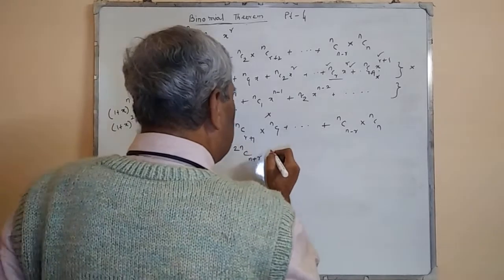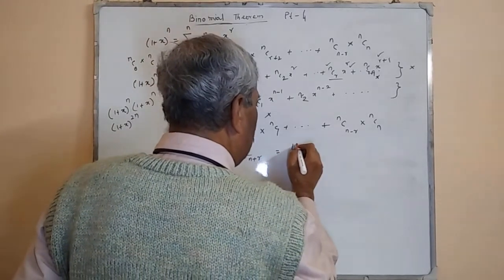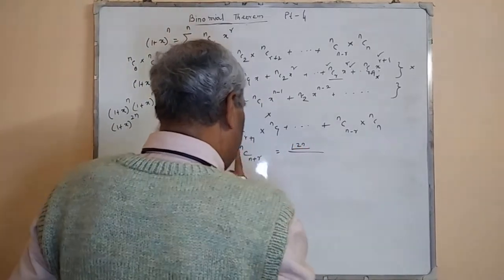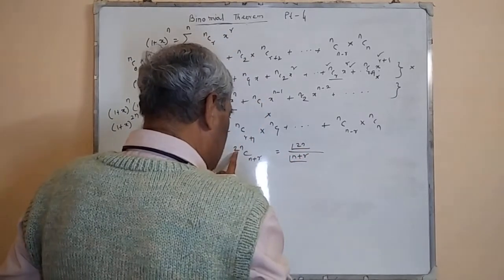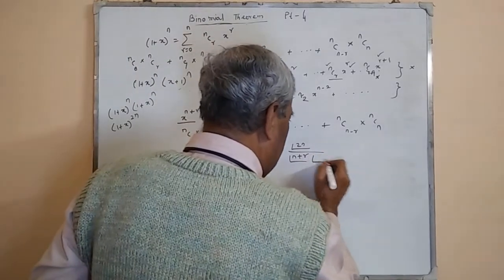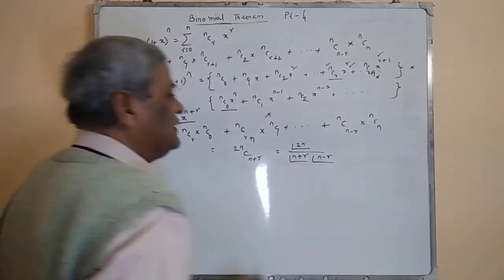And you can simplify it. It is equal to factorial 2n by factorial n plus r into factorial of n minus r. This is the answer.